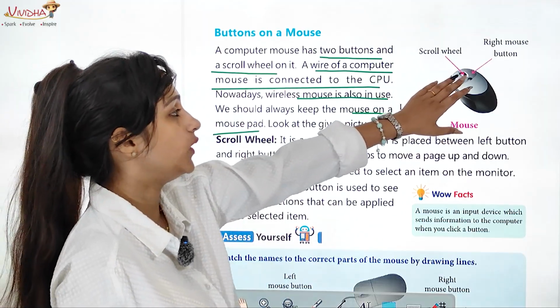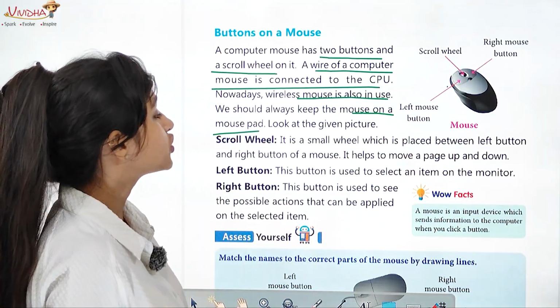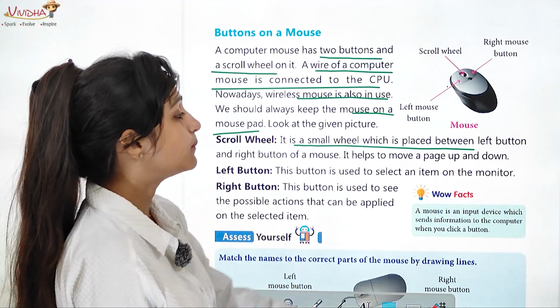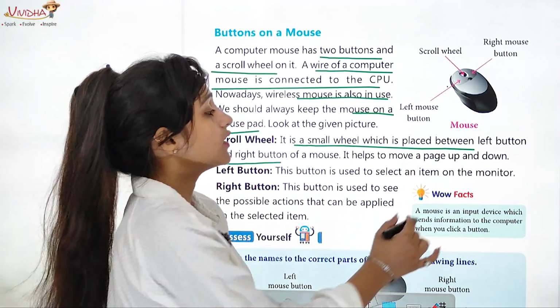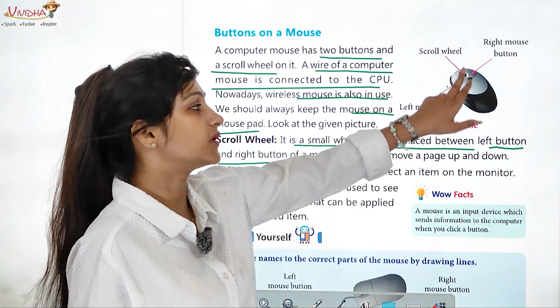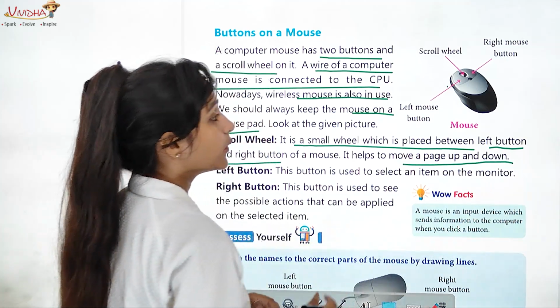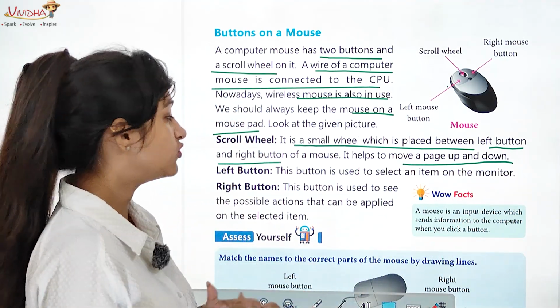Here is a scroll wheel, a right button and a left button. The scroll wheel is a small wheel which is placed between the left button and the right button of a mouse. It helps to move a page up and down.